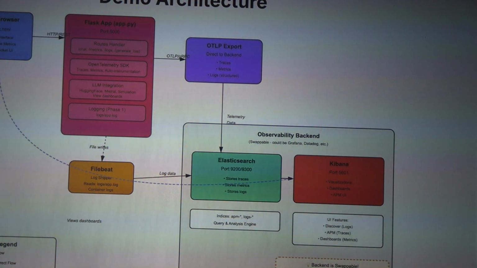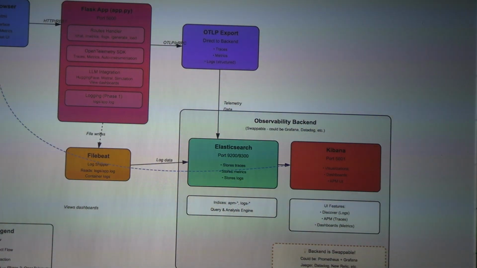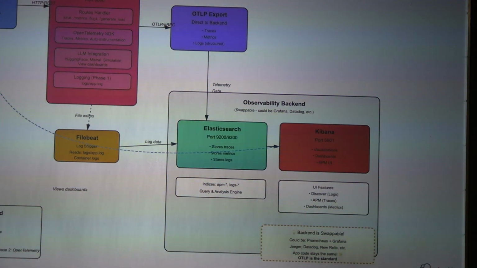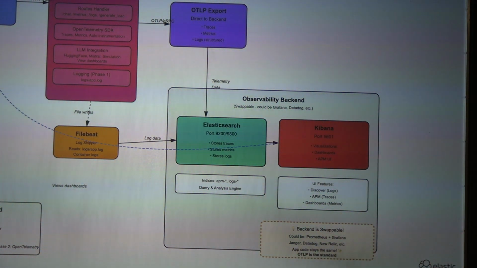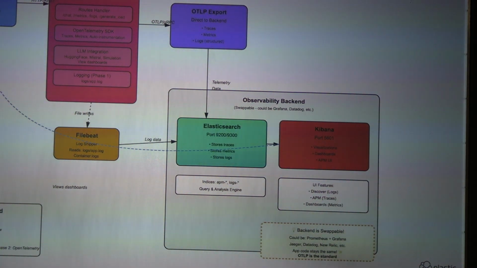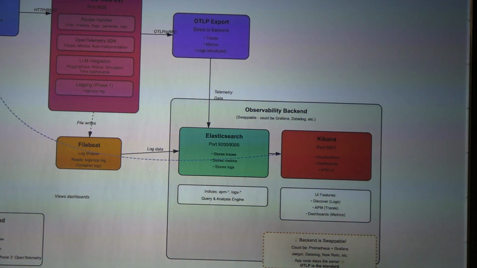Everything flows after that into our observability backend. Now, again, I'm using Elasticsearch and Kibana here, but you can use anything, and it's completely swappable. Because we're using OpenTelemetry and OTLP, I can replace it with Prometheus, Grafana, literally anything that speaks OTLP. And my application code won't change, not one bit. The instrumentation stays the same. The protocol stays the same. Only the destination changes. It's just a configuration update.